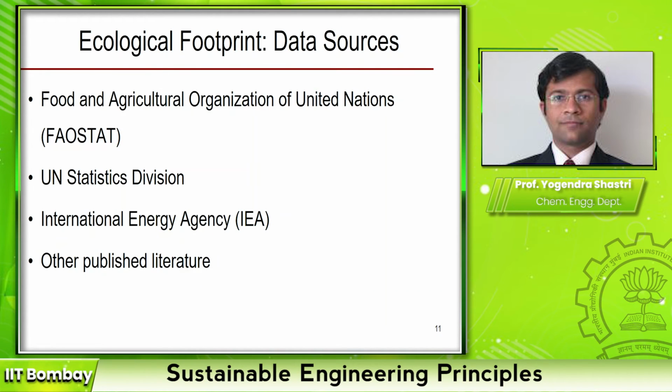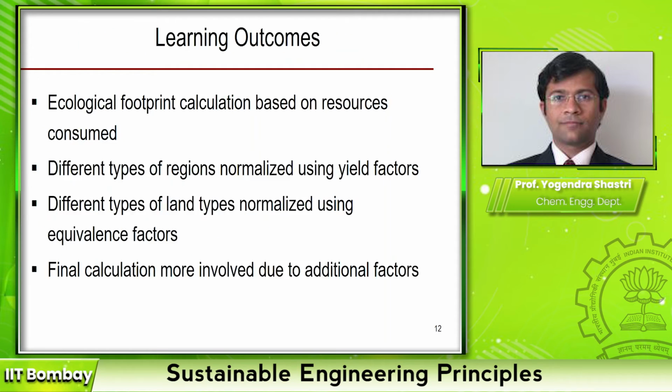Just a final point about the data that is used to generate these numbers. The data primarily comes from various agencies: Food and Agricultural Organization of the United Nations or FAOSTAT, UN Statistics Division, International Energy Agency, other published literature, national census data and so on. So the ecological footprint relies on data from various resources.